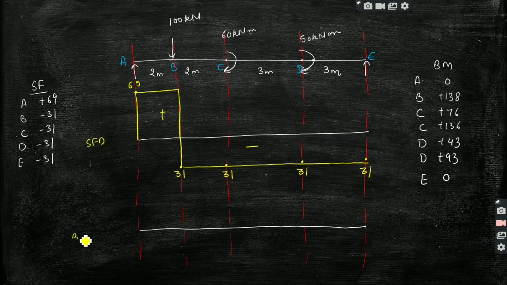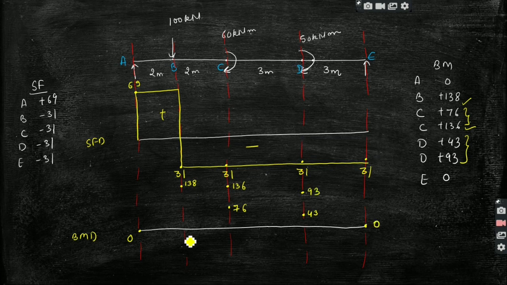Now the bending moment diagram. The bending moment at A is 0. The bending moment at B is 138. Then at C, we have two values, at left 76 and at right positive 136. So at C, first we draw a point at positive 76, then another at positive 136. At D also we have two values, first plus 43 and then 93. All these are positive values. And at E, the value is 0.